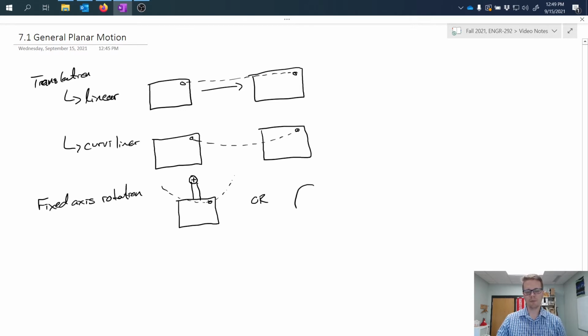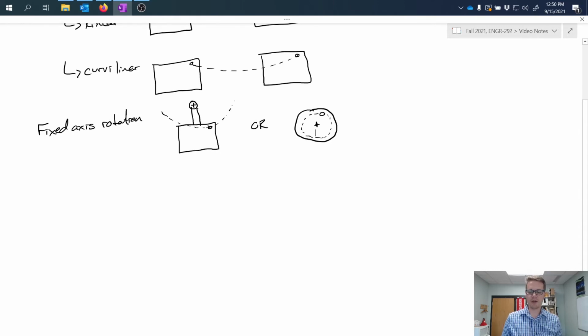Similarly, I can have a rigid body that rotates around an axis at its center or at any other point, and a point on that body translates again in a circle around that axis of rotation. So when we think about general planar motion, we can think of it usually as some combination of these various types of motion.